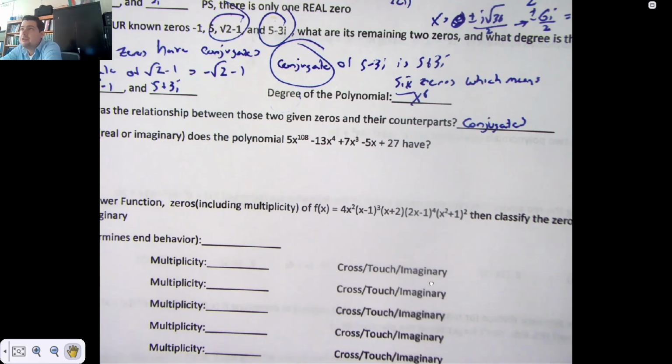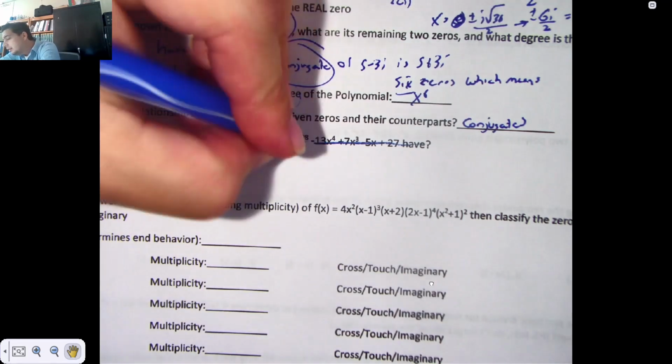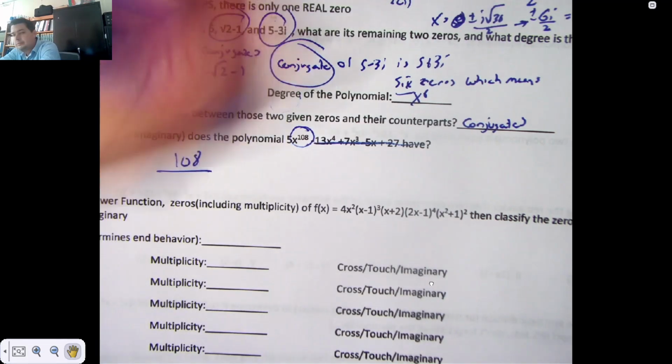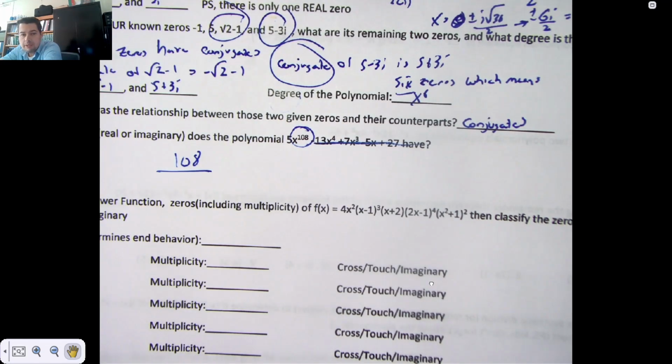Number 11, the question that no one should miss, but again, people will miss. I don't know why. Again, I just assume you're well medicated. How many zeros, real or imaginary, does the polynomial 5x to the 108th power have? Who cares about the rest of it? Doesn't matter in the context of this question. This is what matters: whatever the leading exponent is, that's your answer. It has 108 zeros, real or imaginary.